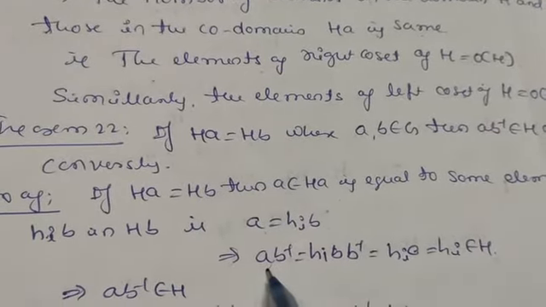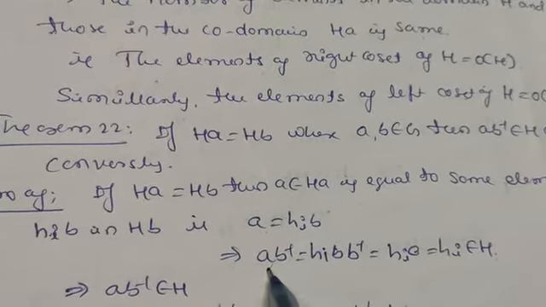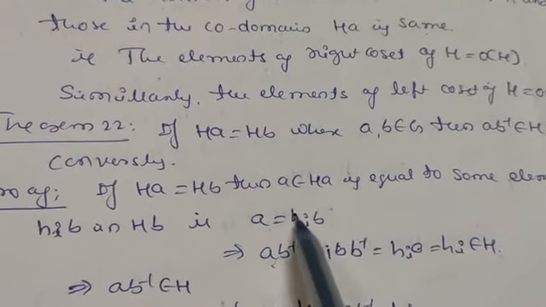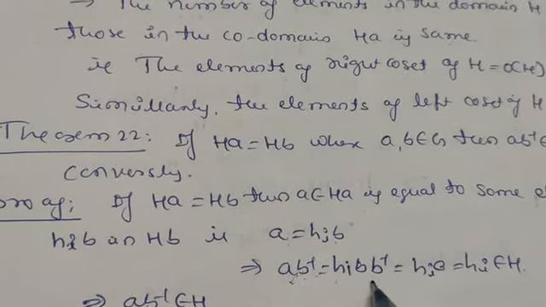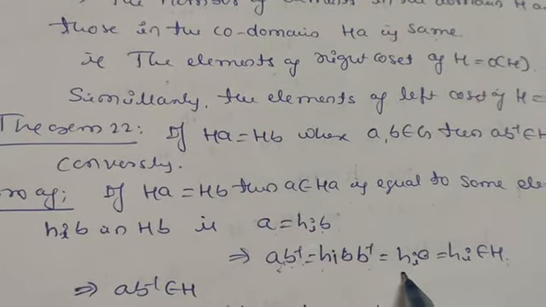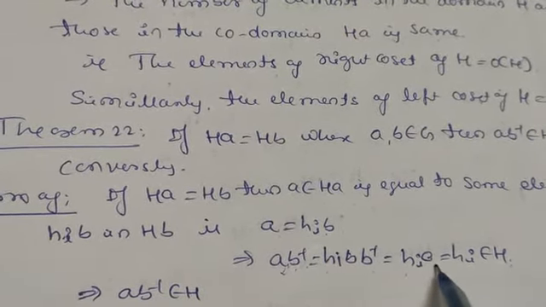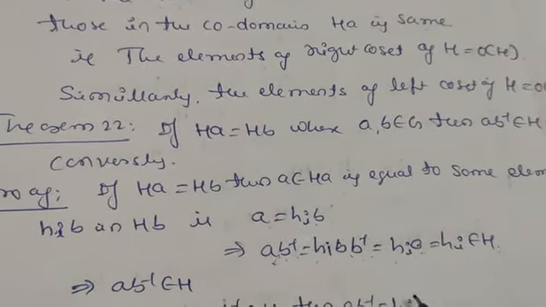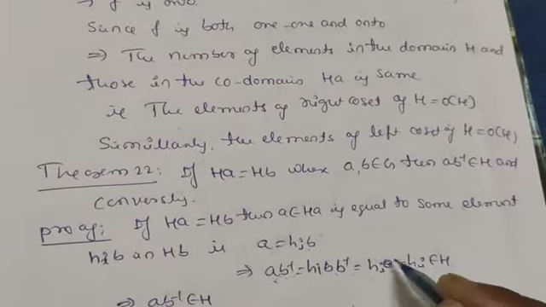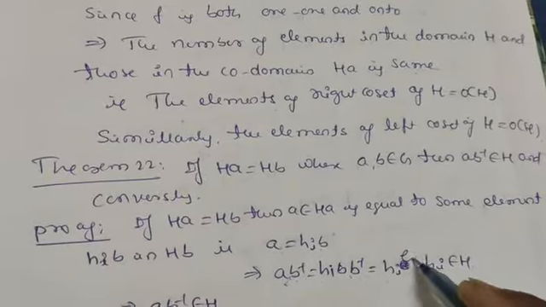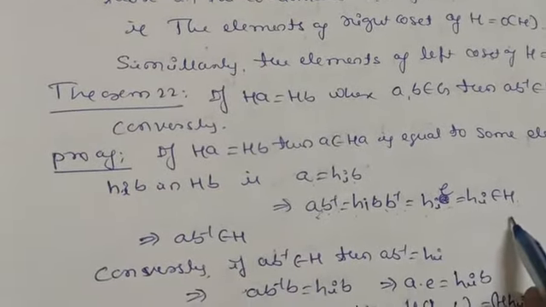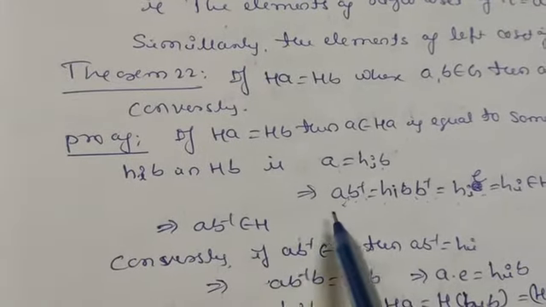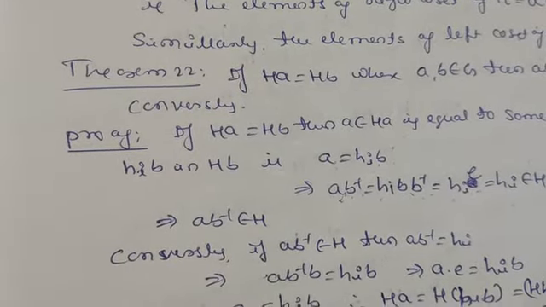This implies, operating b inverse on both sides, ab inverse is equal to hi b into b inverse, which is equal to hi into e, because we know b into b inverse is e. Let us take this as e. So this implies hi into e is again hi, which belongs to capital H. So this implies ab inverse belongs to H.